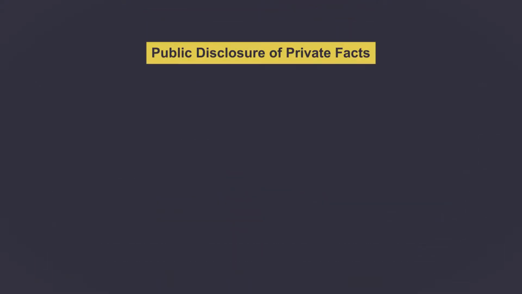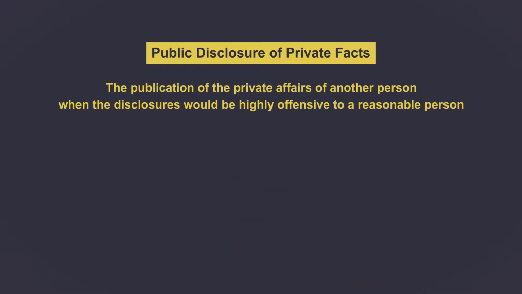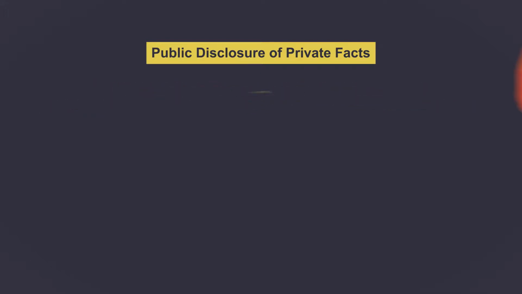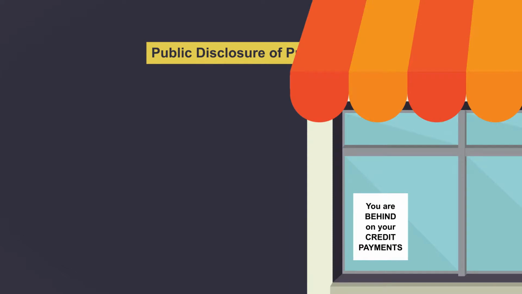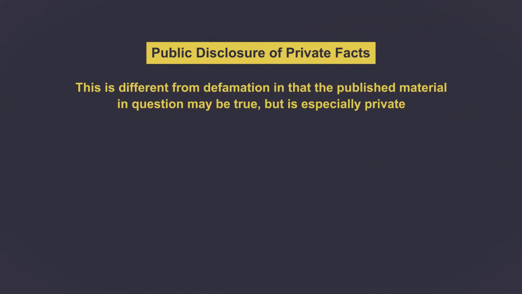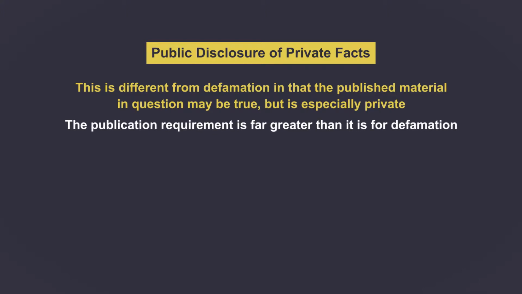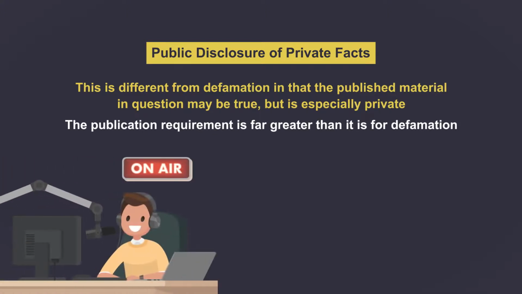Public disclosure of private facts is the publication of the private affairs of another person when the disclosures would be highly offensive to a reasonable person. For example, a creditor puts a notice in a store owner's window saying the owner owes money and hasn't paid. This is different from defamation in that the published material in question may be true, but is especially private. The publication requirement is far greater than it is for defamation. Merely telling a third party is not enough. The private facts must be broadcast to a broad audience.